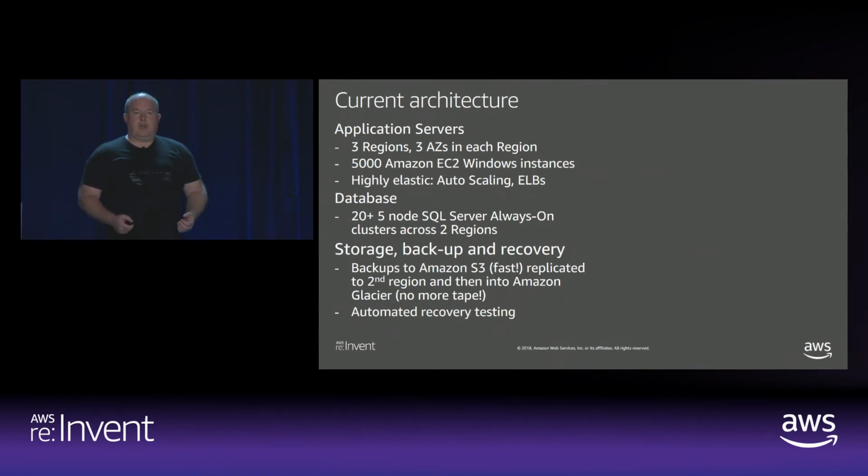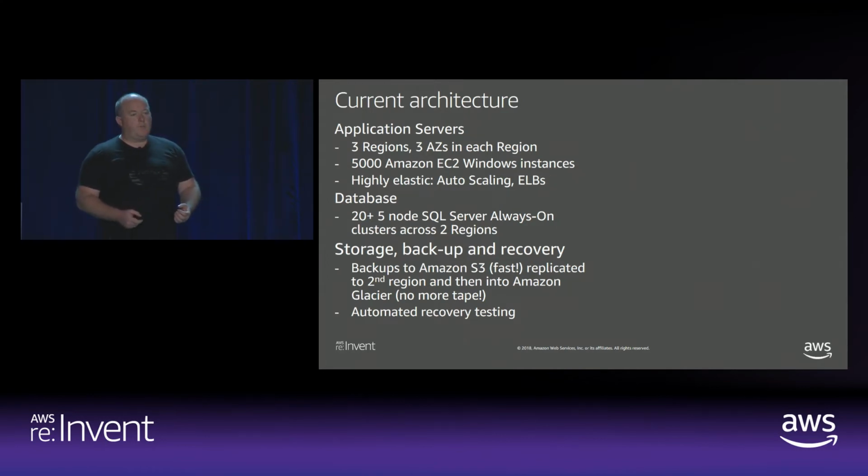Our current architecture in Amazon, we're split across 3 regions, and in each of those regions, we utilize 3 availability zones. We now have 5,000 Amazon EC2 Windows instances, and that's a bit of a step up from the 500 you saw earlier, but most of that comes from being able to right-size our workloads. So we've actually scaled down the size of the instance we use, and we use a lot more of them, which helps us to be flexible with our migration. Those instances use auto-scaling and ELBs.